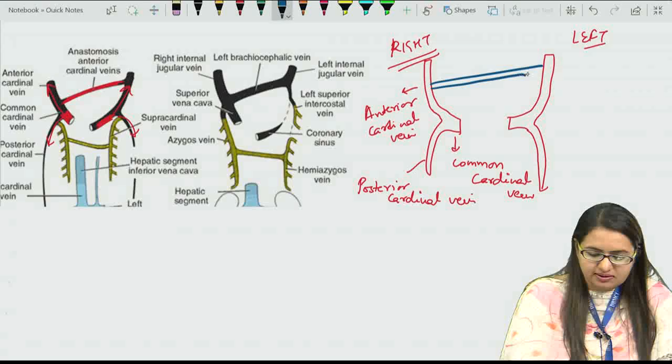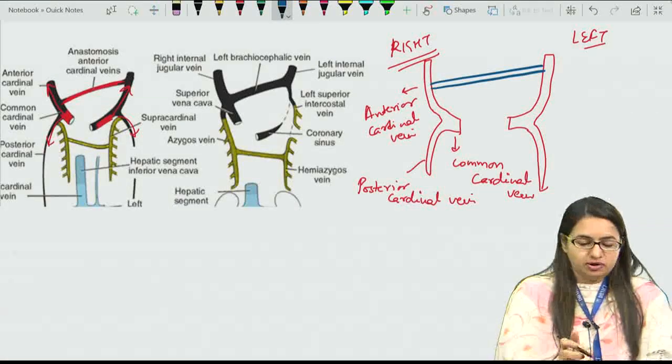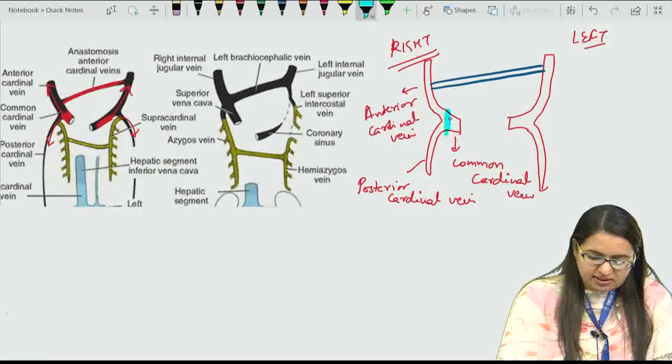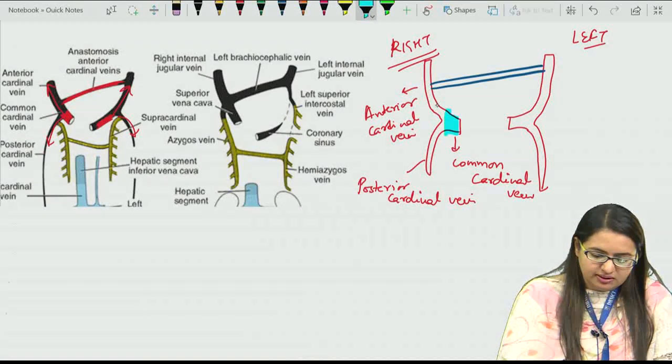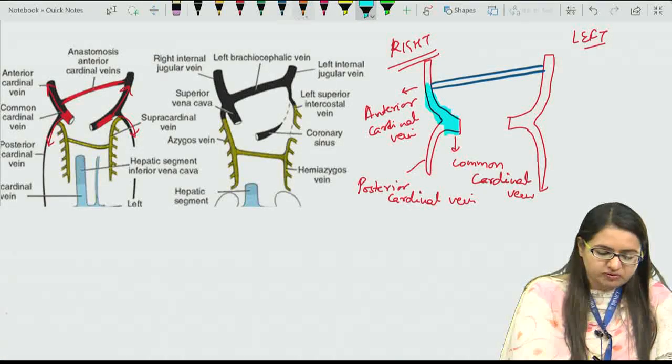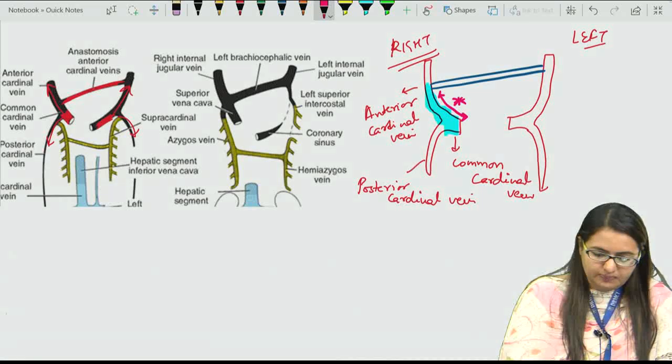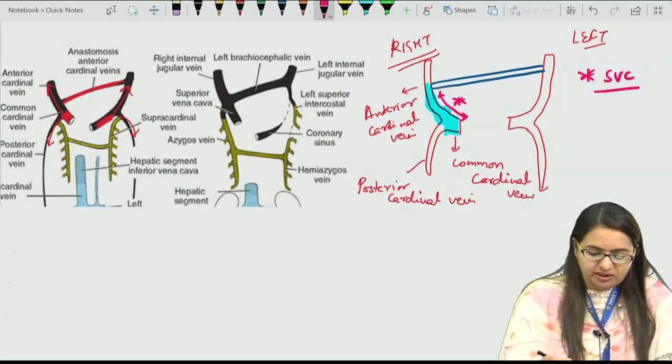The anastomosis is like this, and later, for the development of the superior vena cava, the portions which persist are, on the right side, the common cardinal vein, which continues into the right anterior cardinal vein. This is the structure which leads to the formation of the superior vena cava. The portion which extends from here till this side forms the superior vena cava.